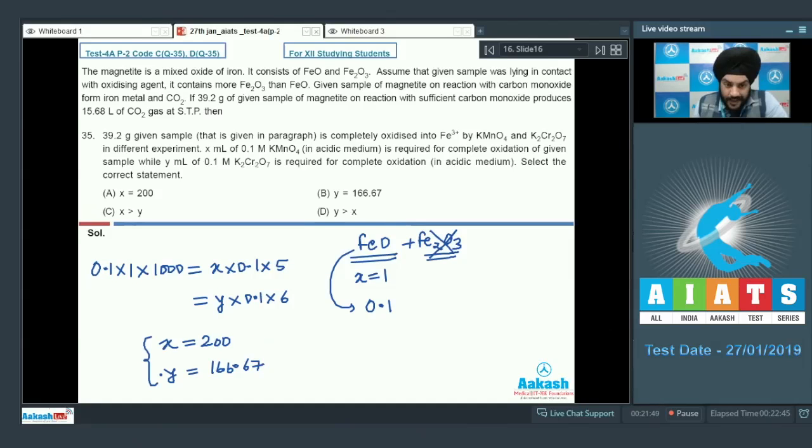So students, for question number 35, we can see that option A is correct, option B is correct, and option C is also correct. So for question number 35, we have to mark options A, B, and C as the correct answers. Let us look at the next section.